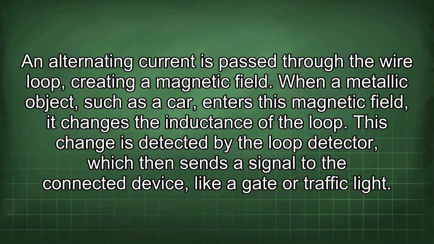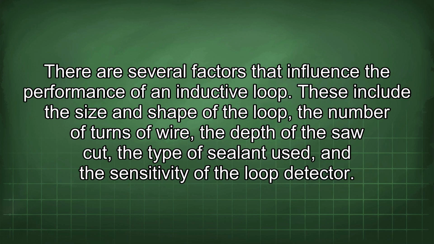When a metallic object, such as a car, enters this magnetic field, it changes the inductance of the loop. This change is detected by the loop detector, which then sends a signal to the connected device, like a gate or traffic light. There are several factors that influence the performance of an inductive loop.